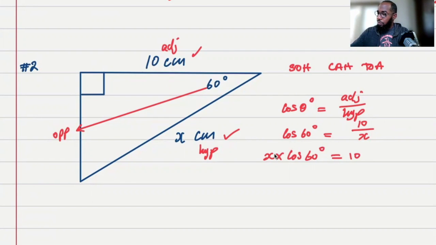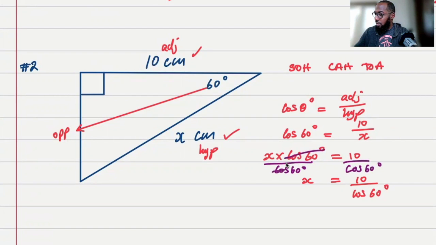So x is equal to 10 divided by cos 60. Let me write that a little better. All right, so what did I do? Basically, I divided both sides by cos 60 degrees. I know this will cancel out with this, and I would remain with x is equal to 10 over cos 60 degrees. I wouldn't write all that.